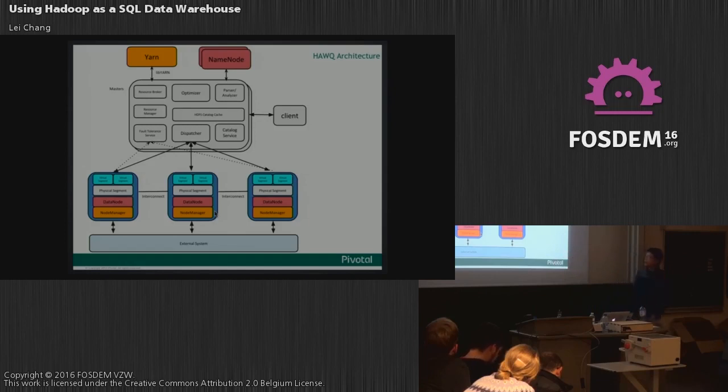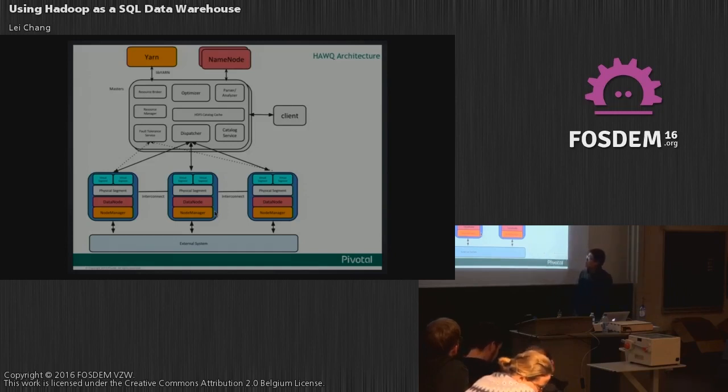You can see on the bottom side the segment nodes, the segment hosts. On each segment host, there is a physical segment. You can look at this physical segment just like a single node database. During execution, we start multiple virtual segments on each physical segment. For example, if we have a bigger query and we have 1,000 nodes, but we want the degree of parallelism to be 10,000, what can we do? We have only 1,000 nodes. Here HAWQ can start 10 virtual segments on each node, so it can achieve 10K degree of parallelism to execute the query in a massively parallel way.